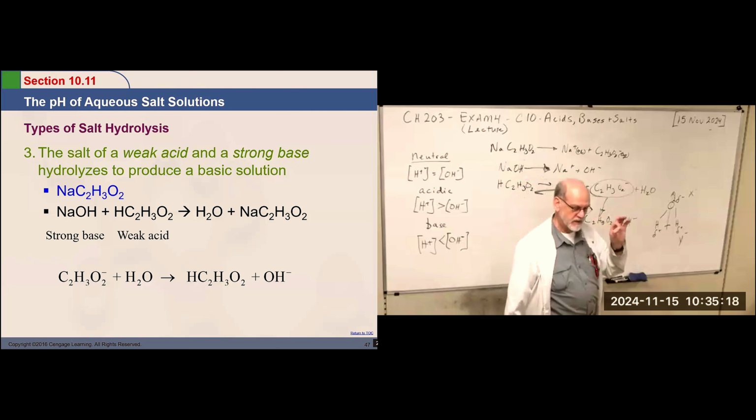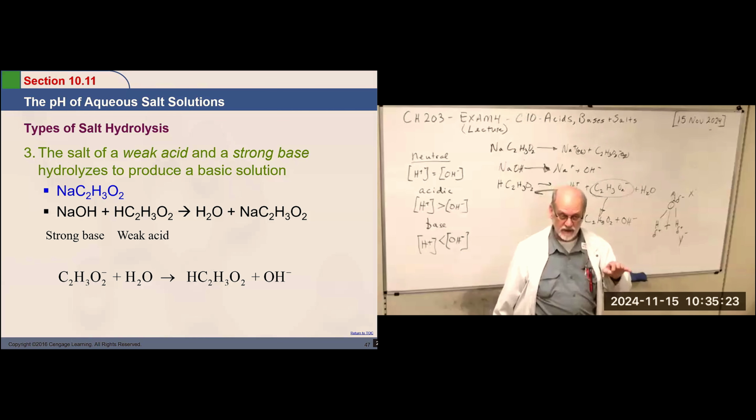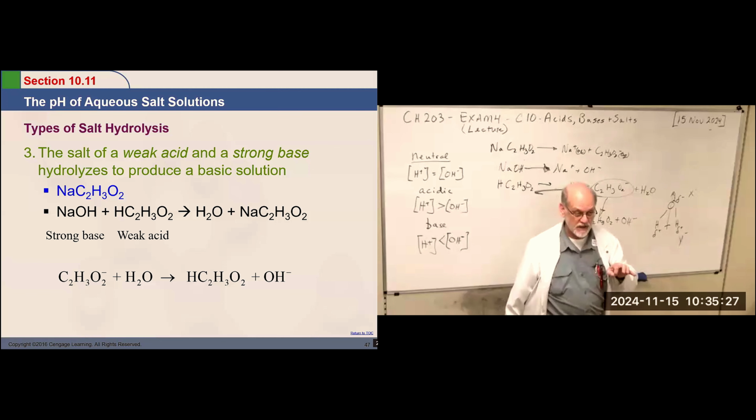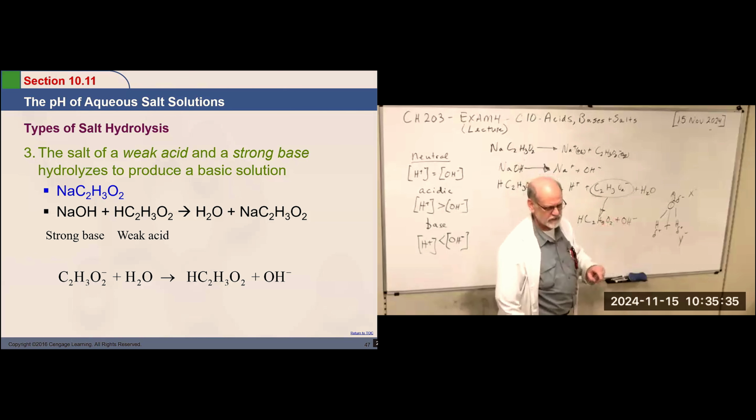So the rule of thumb is salts derived from a strong base and a weak acid give you a basic solution, not because of the strong base, but because of the strong conjugate base of a weak acid. I didn't mention that earlier. Let me give you that right now.